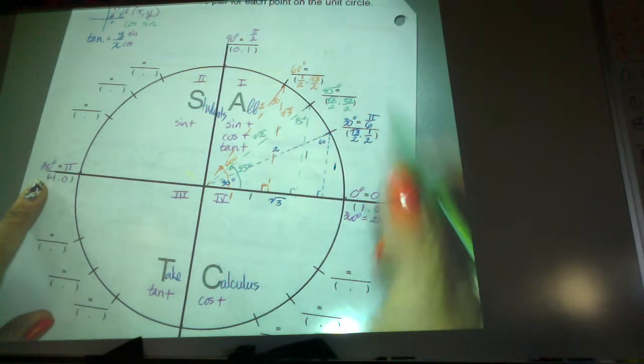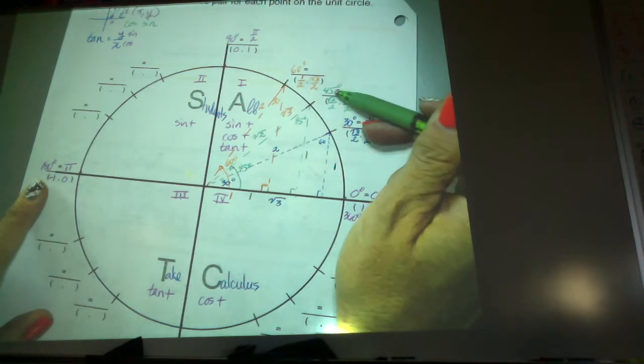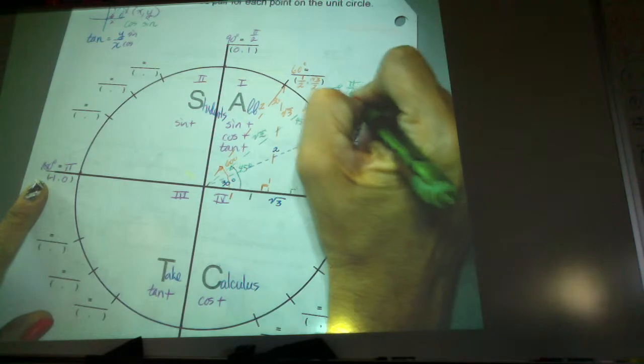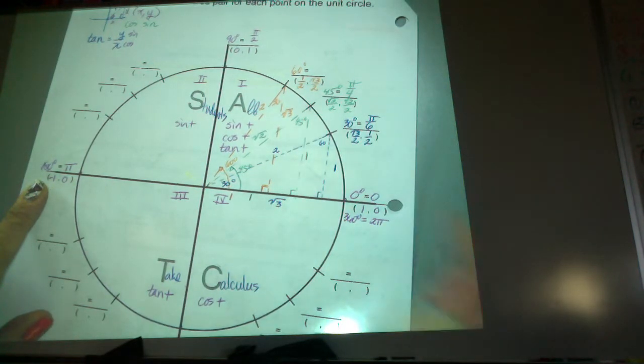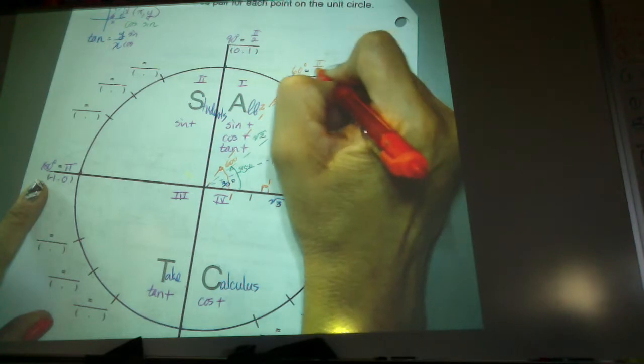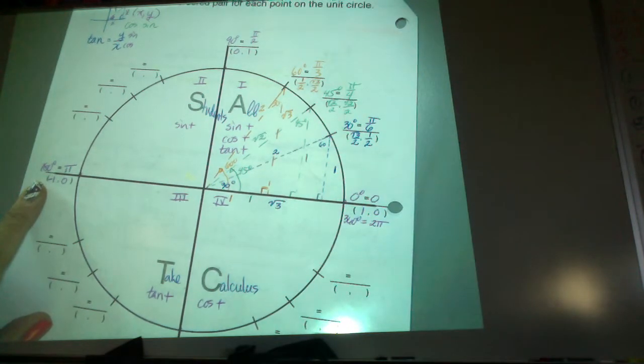What is 180 divided by 45? 4. So this is pi over 4. And then what is 180 divided by 60? 3. So that's pi over 3. So that's how I remember those.